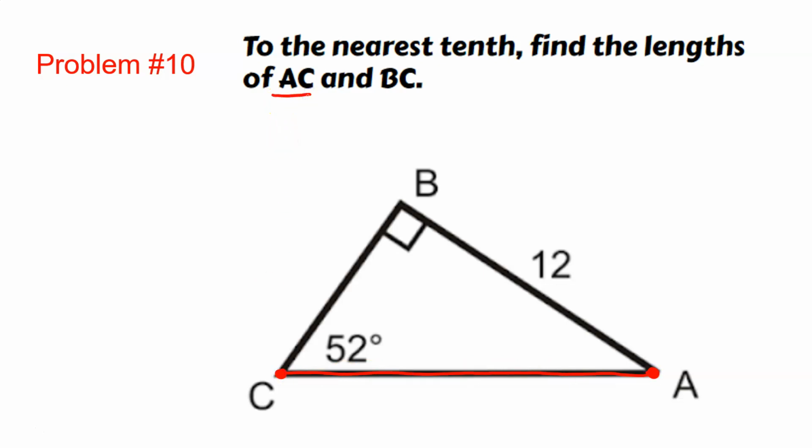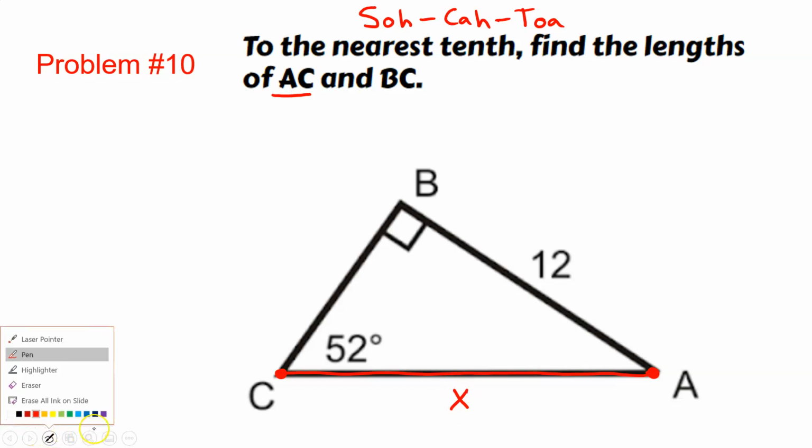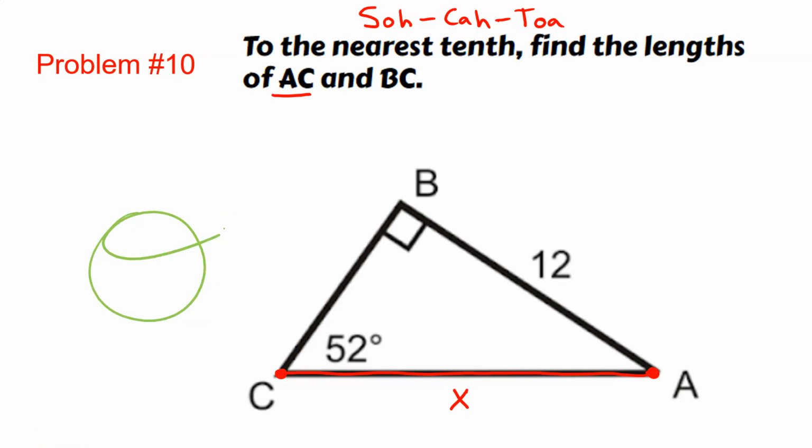And I'm going to write SOHCAHTOA. I'm going to squeeze that up top here. SOHCAHTOA. So if we are trying to find this side from A to C, let me go ahead and place x there. And let's begin by putting our reference angle. Where are we going to put our reference angle? Well, put it where they give you that 52 degrees.